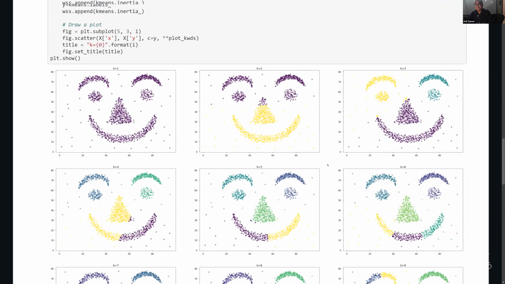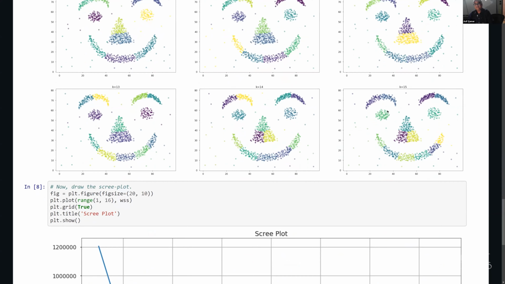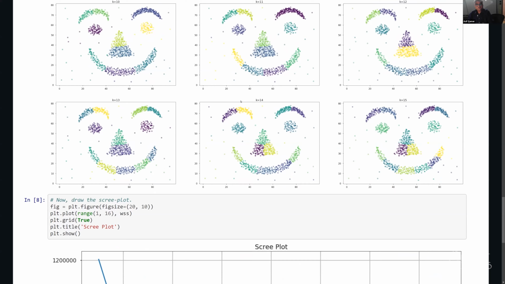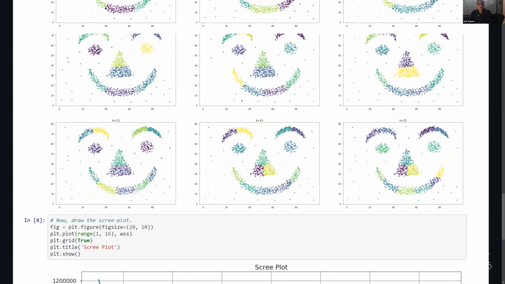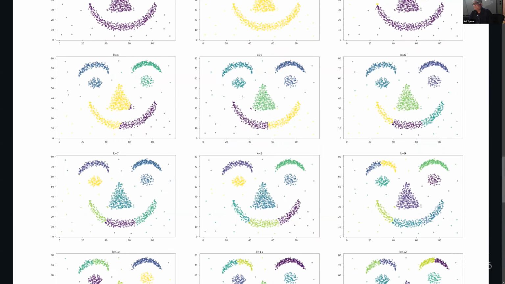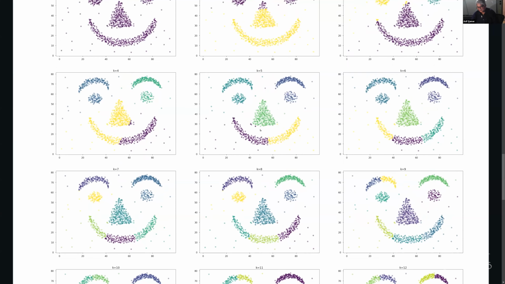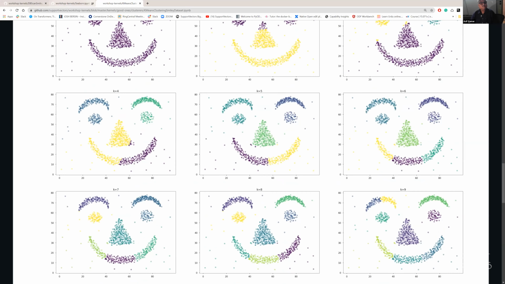You notice that it always seems to get the eyes right. Right? You notice that never does it split the eye. It seems to get the eye right. So things that are roundish, it gets right, but things that are not roundish, it does not get right. It's a limitation of the K-means. But if you were to try it on globular data, it would work just well. Let me get back to that.